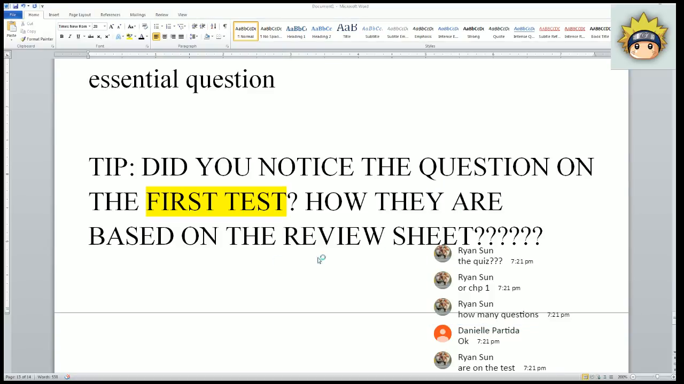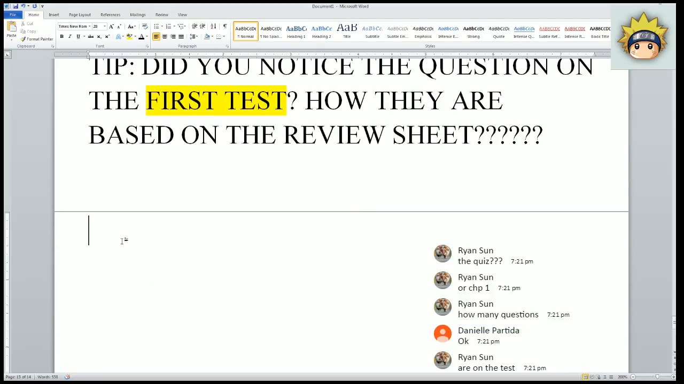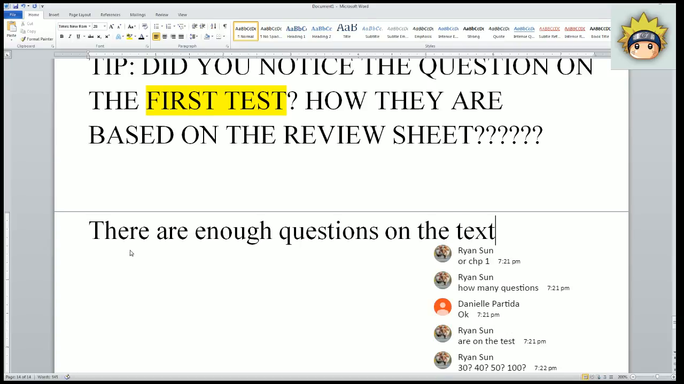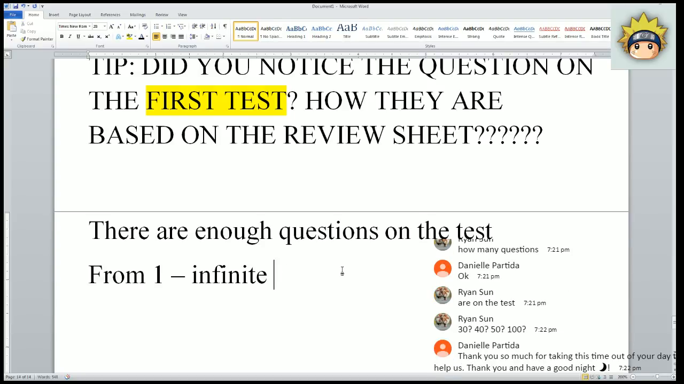How many questions are on the test? That's a good question. There are enough questions on the test. From 1 to infinity. Yeah.